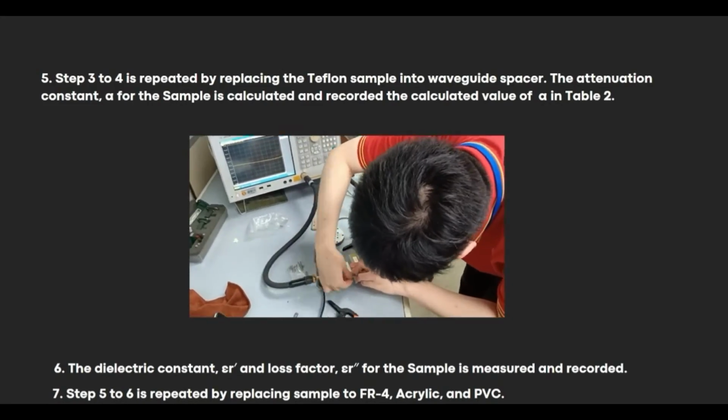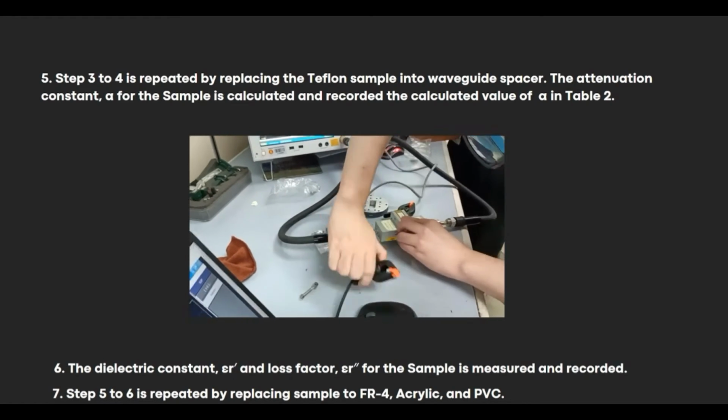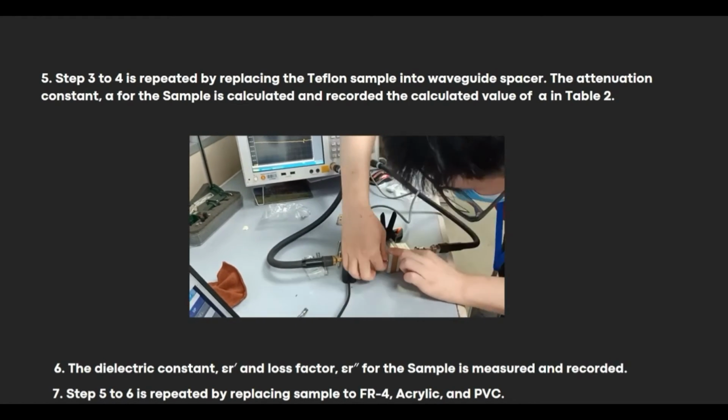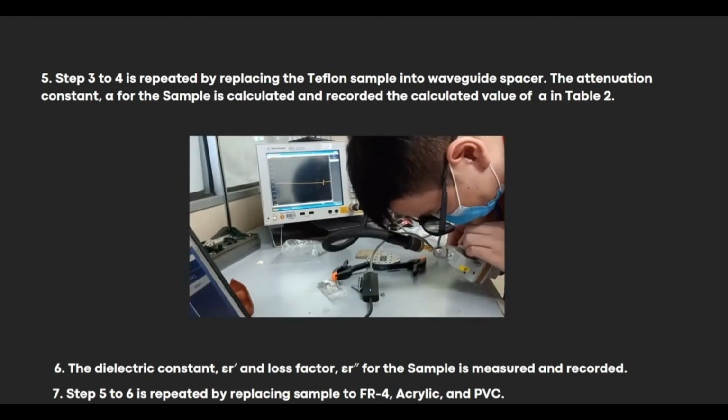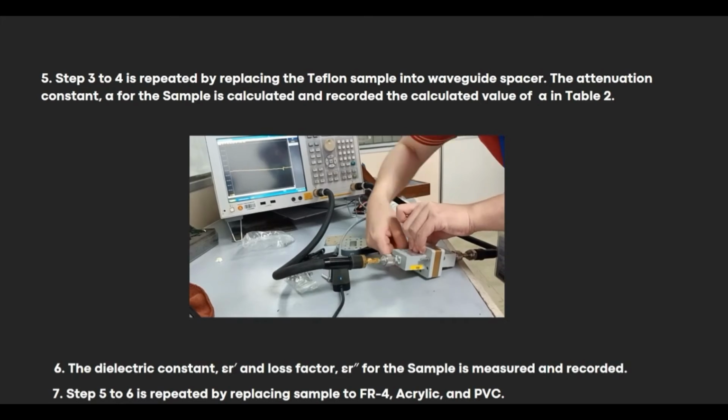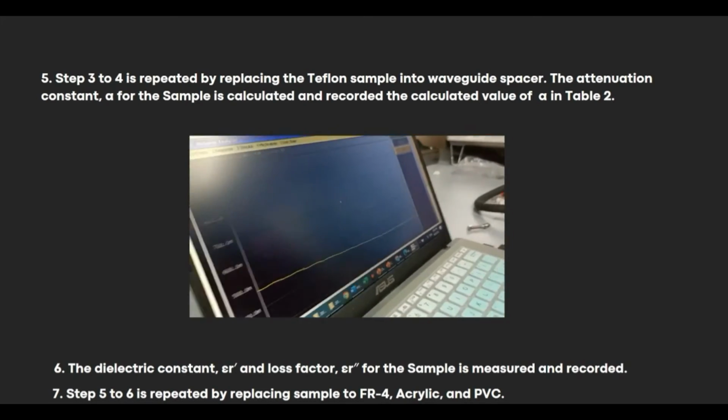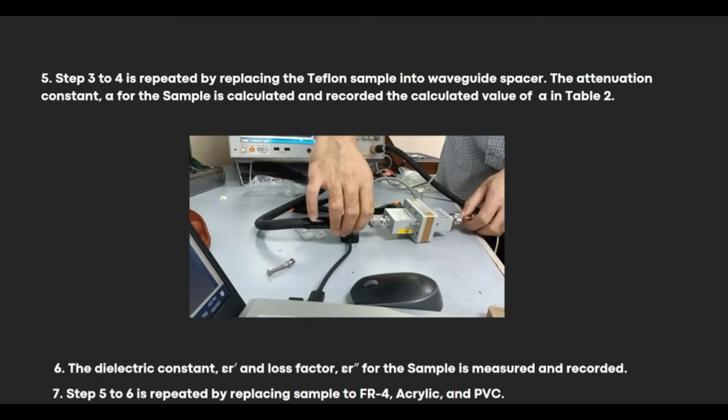Then, steps 3 and 4 are repeated by replacing with the Teflon sample in the waveguide spacer. The attenuation constant, which is alpha, for the sample is calculated and the calculated value of alpha is recorded in table 2. Then, the dielectric constant and loss factor of the sample are calculated and also recorded. Lastly, steps 5 and 6 are repeated by replacing the sample with FR4, acrylic, and PVC.